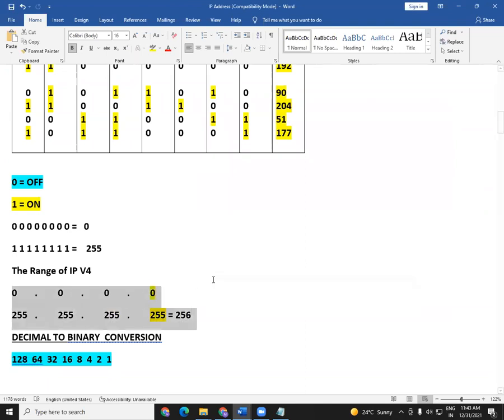0 and 255 only. If you exceed 255, then that will be considered an incorrect number. Got it, friends? Why is this like this? So we cannot say anything like 275 or 300 or 400. That is not possible in an IP address because there are only octets here. There are totally 4 octets.